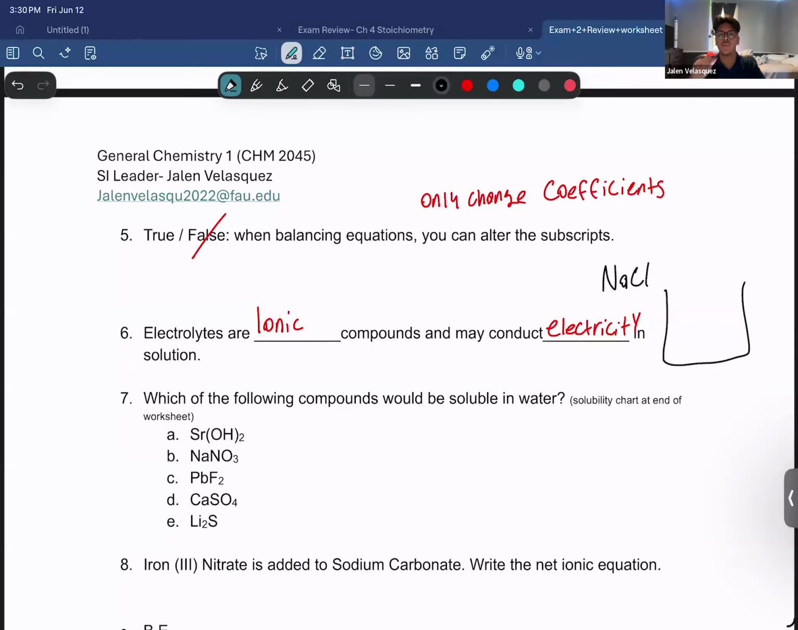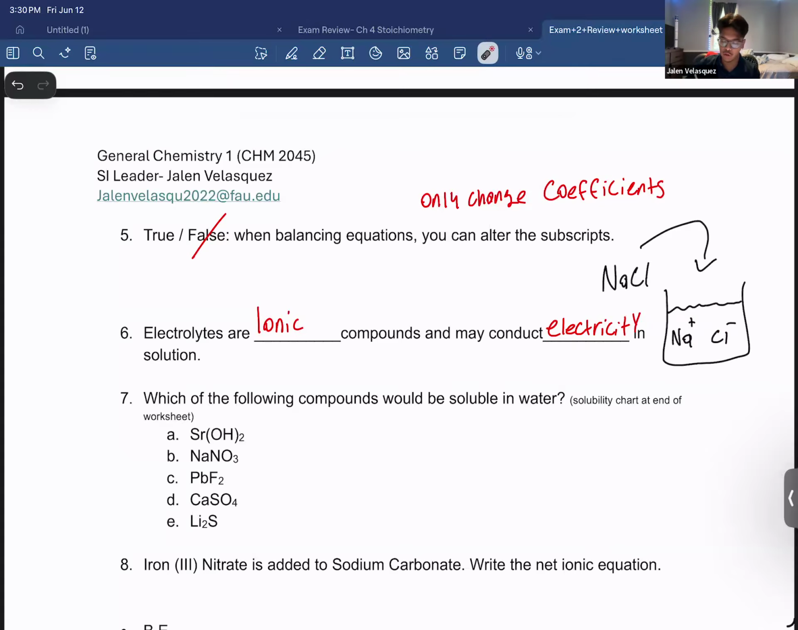So what's so important about these ionic compounds is that when an ionic compound is in solution, when it's in water, it breaks apart into its individual ions. So if I have a beaker of water here and I put sodium chloride into it, it breaks into the sodium ion and the chloride ion. Okay, and these charged particles are able to conduct electricity in a solution.